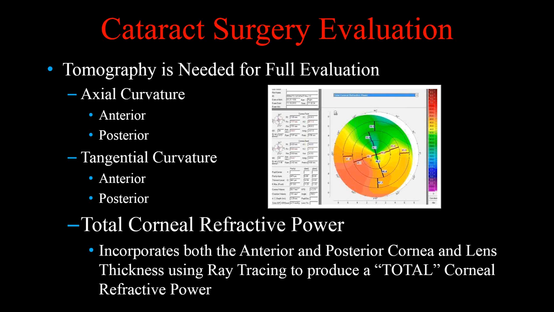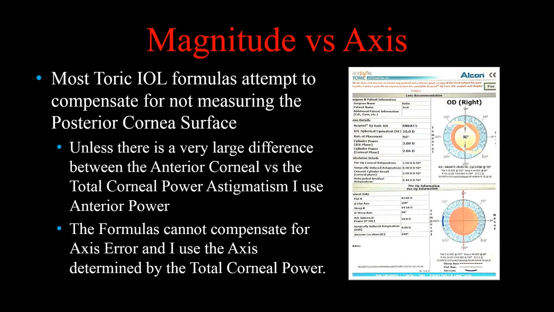So it's not just good enough to know the front surface and back surface. You really have to know the relationship between the two, the corneal thickness, to determine the total corneal refractive power. Again, that separates the total eye astigmatism, which is influenced by the lens. So again, total corneal refractive power is just that component produced by the cornea itself.